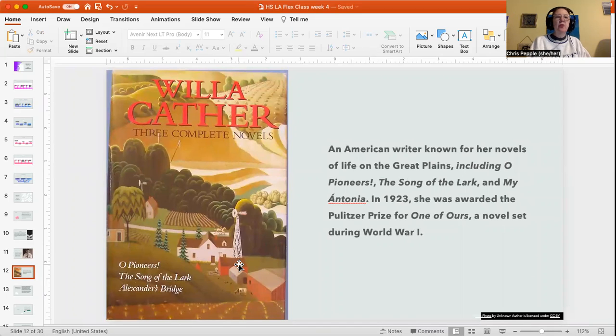Here's a list. Here's a book that's a compilation of some of her novels: O Pioneers, The Song of the Lark, and Alexander's Bridge. She's an American writer known for her novels. In 1923, she was awarded the Pulitzer Prize for One of Ours, which is a novel set during World War One.